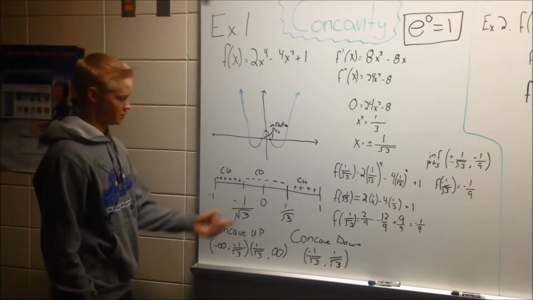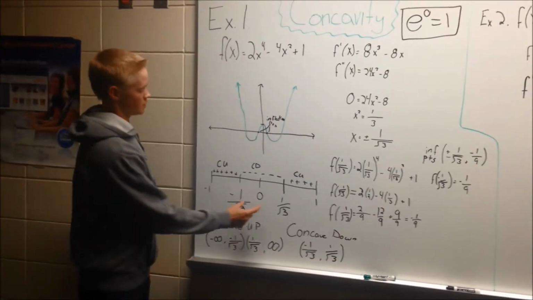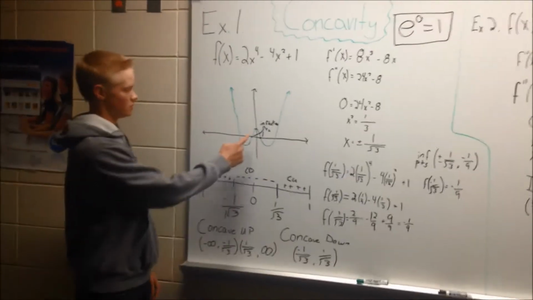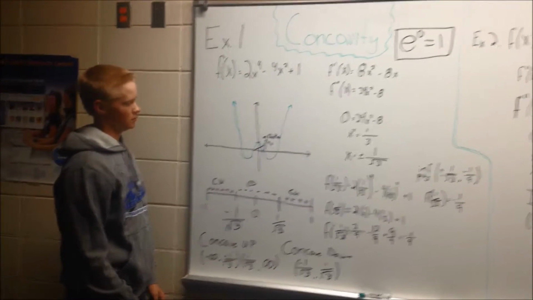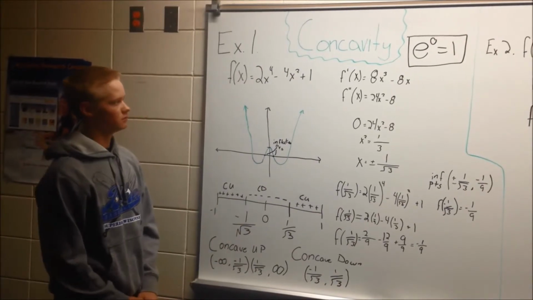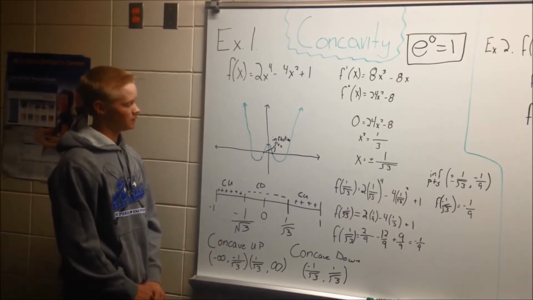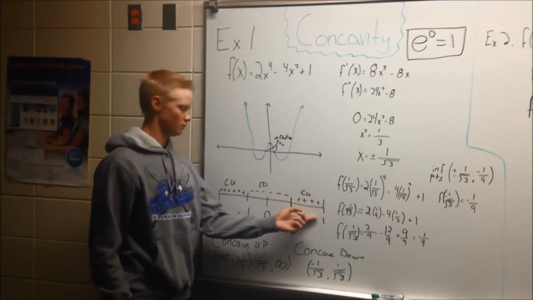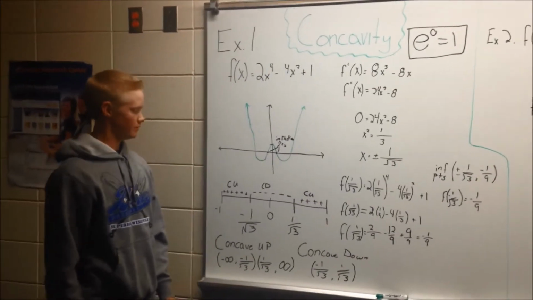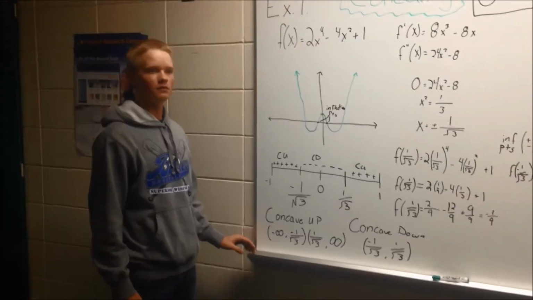And then we plugged in 0 to see if it's concave up or down between these two inflection points, and it's concave down because we get a negative number in the second derivative. And then we also plug in 1, and we found out that is concave up. You could also look at the graph.